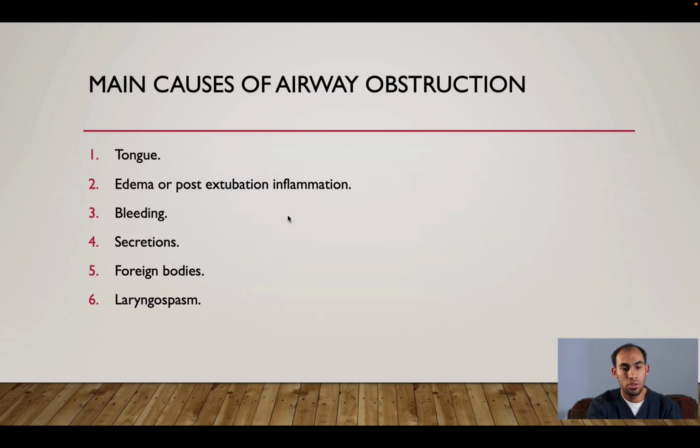Okay, the main causes of airway obstruction, we have the tongue. If the patient becomes unconscious or has a CNS problem, this will cause the tongue to go back and this will obstruct the airway. The other reasons of obstruction, we have edema or post-extubation inflammation. We have bleeding, secretion, foreign bodies, and the last one is laryngospasm. All of this will cause airway obstruction.